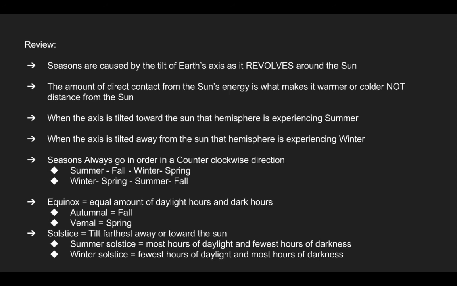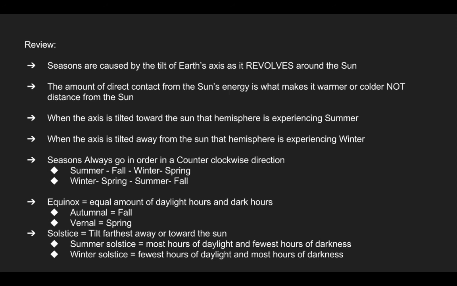And in the spring, our hemisphere is not pointed really toward or away from the sun. We're in equal kind of direction. That's where we have our spring or vernal equinox. Spring, we get the beautiful flowers and the nicer warm weather, which slowly moves us into summer again. Remember, equinox is an equal amount of daylight hours and dark hours.